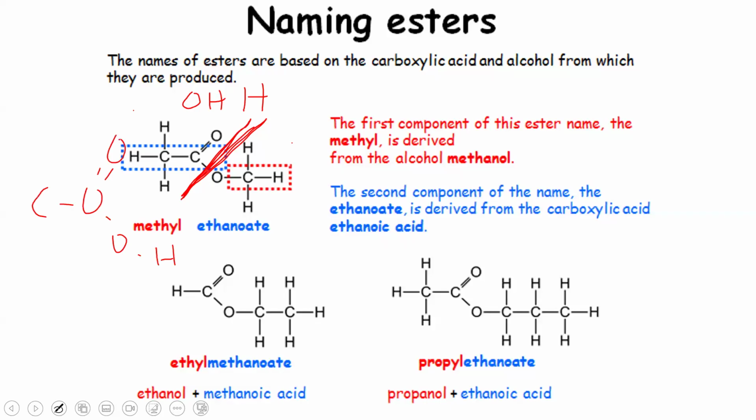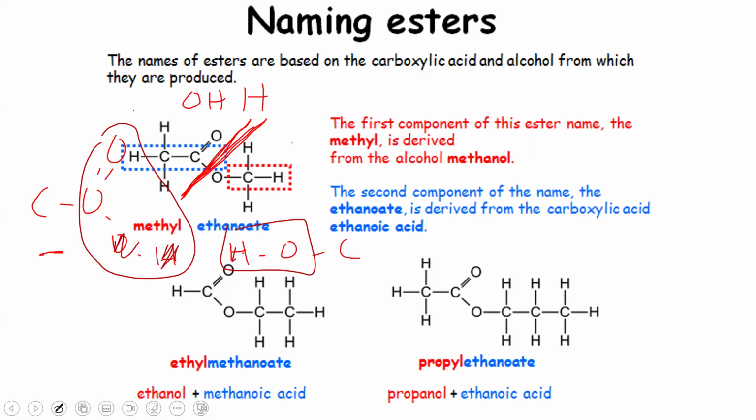That's supposed to be a C. It's not a very good C. So that is my carboxylic acid. I've then got my alcohol, which is H to O to C. So that is then my functional group for my alcohol there. That is then my functional group for my carboxylic acid. If those two combine, I lose that, that, and that, which is H2O, which makes my water. And then I get my ester.